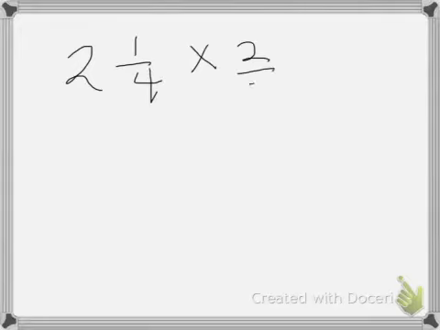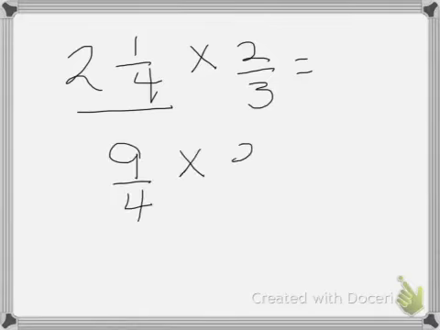Okay, let's do one where there's mixed numbers involved. Like if you have 2 and 1/4 times 2/3. They are both positive numbers, so you know you're going to have a positive answer. But before you can multiply, you must change the mixed number into an improper fraction, changing this to 9 over 4 times 2/3.